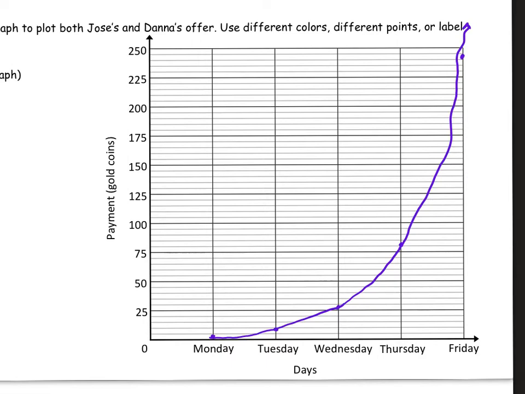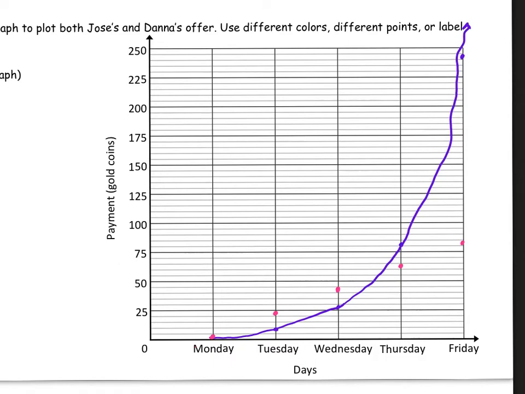So here we go on Donna's deal, and we're going to do the same thing. Donna started at $3 in the same spot. And then on Tuesday, she was $23. So 5, 10, 15, 23. Okay. And on Wednesday, she was 43. So that's 25, 30, 35, 43. Okay. And on Thursday, she was 63. So that's 50, 55, 60, 63. And on Friday, she was 83, so that's 75, 80, 83.